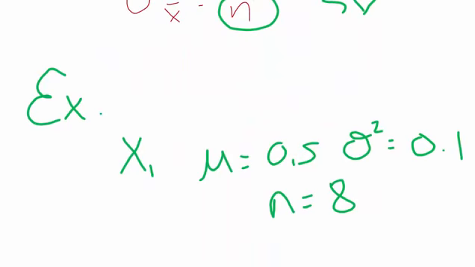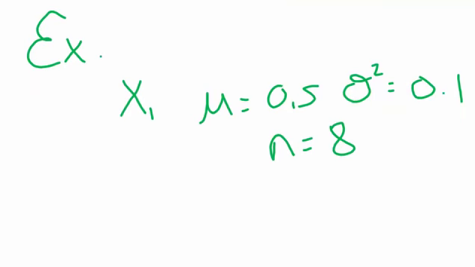Let's say we have some random variable, which we'll call x1, and it has a mean of 0.5 and a variance of 0.1, and we know that it has a total of 8 observations. And let's say we want to find the probability of x bar being less than 0.75.